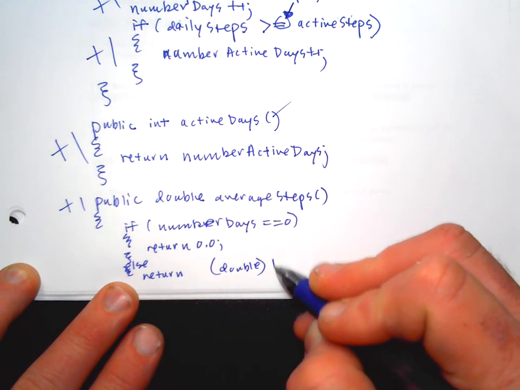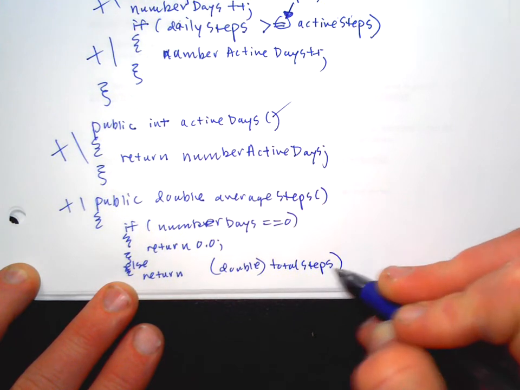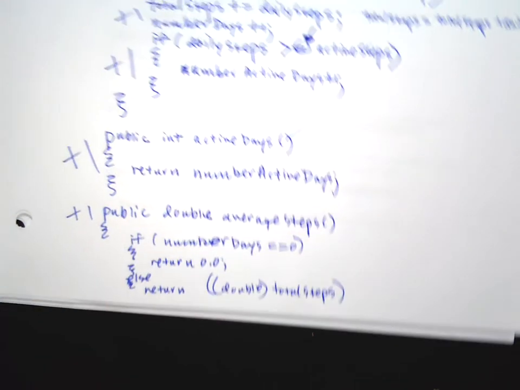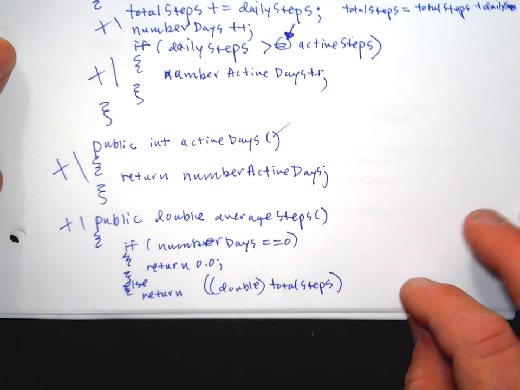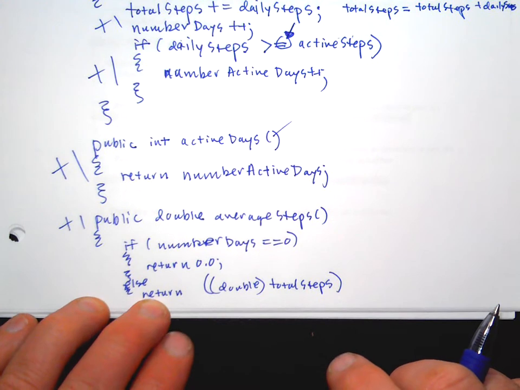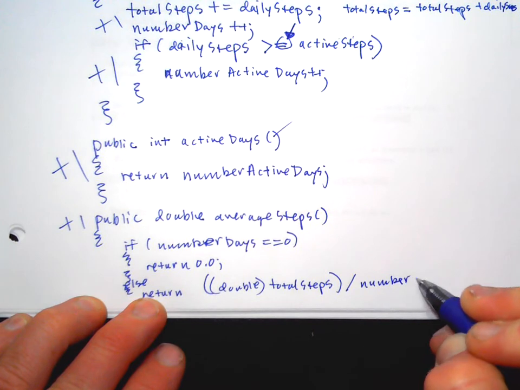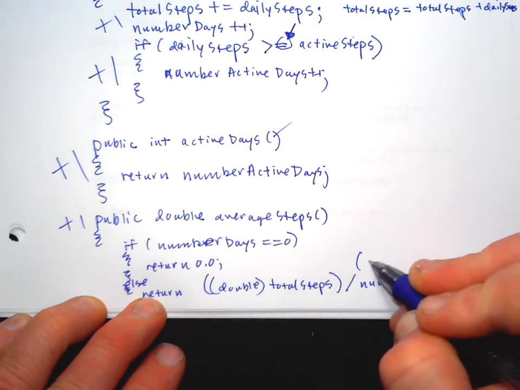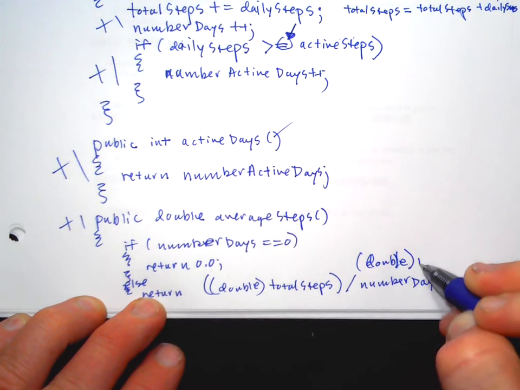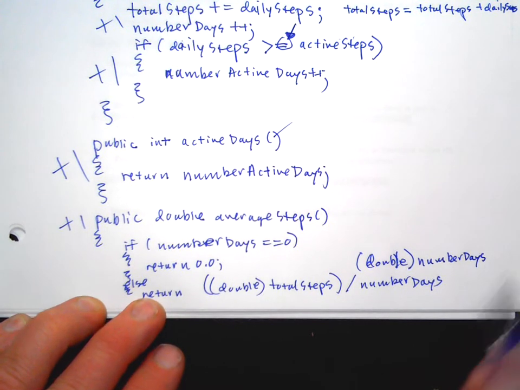So you could do double total steps. Now, what would be good to do is to make sure that happens first. If you're at all wondering the order of precedence in Java, what order it does things as you type it, you can still force it, just like in math, to do certain things first. If you're at all not sure, divided by number days. Now, the alternative is you could have cast the denominator instead, and Java will, if one of the numbers is a double, treat the other as a double in the calculation.